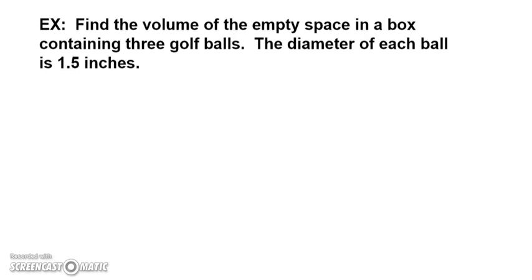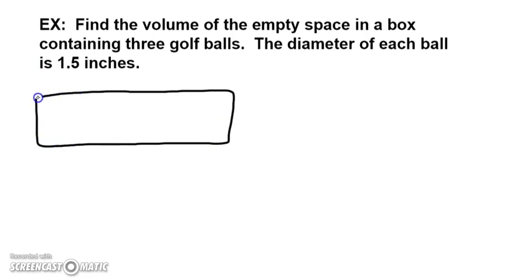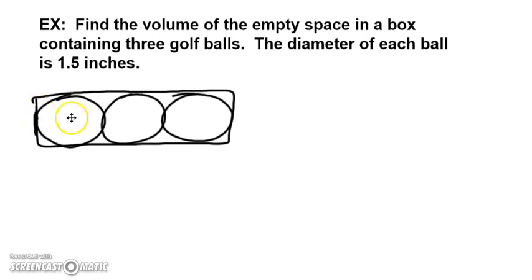Alright, so in the next example, find the volume of the empty space in a box containing 3 golf balls. The diameter of each golf ball is 1.5 inches. So how golf balls are held in a rectangular prism, they call them these sleeves. So, pardon my drawing, but we're going to have 3 golf balls, and they are touching each other. They're also touching the sleeves. So there's no open space from ball to ball.